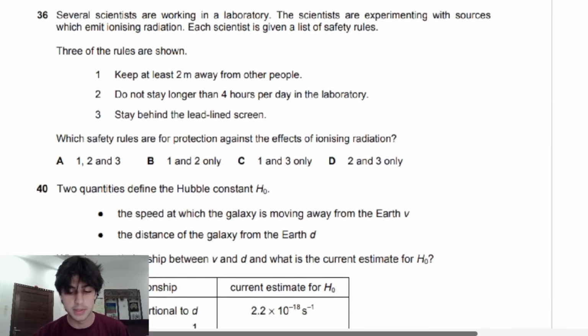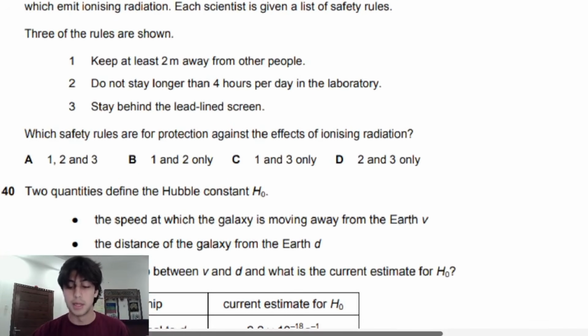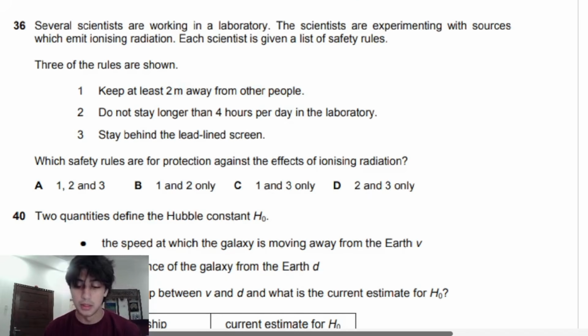Achha, moving on. Several scientists are working in a lab. The scientists are experimenting with sources which emit ionizing radiation. Three of the rules are shown. Keep at least 2 meters away from other people. Do not stay longer than 4 hours per day in the lab. Stay behind the lead-lined screen. Which safety rules are for protection against the effects of ionizing radiation? Now let's go over the options.